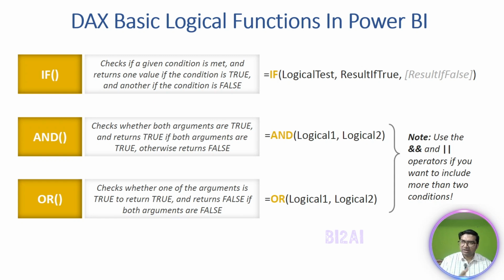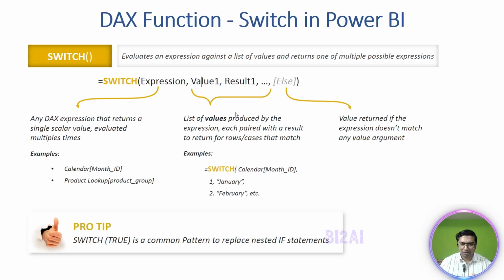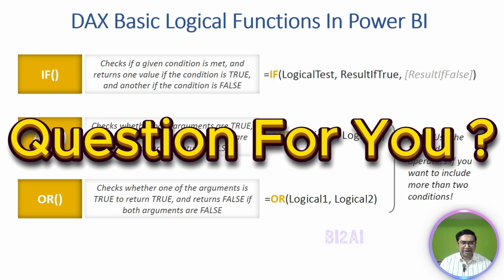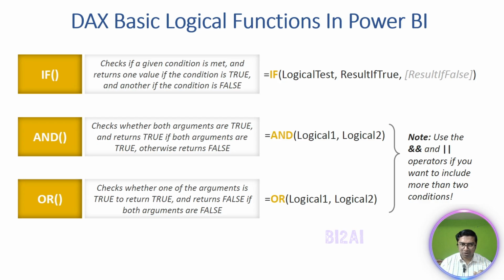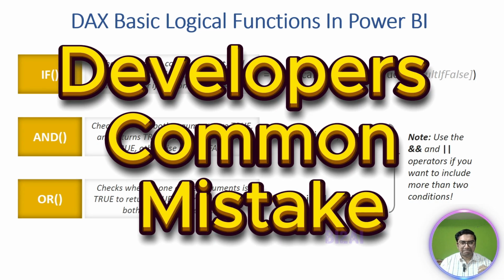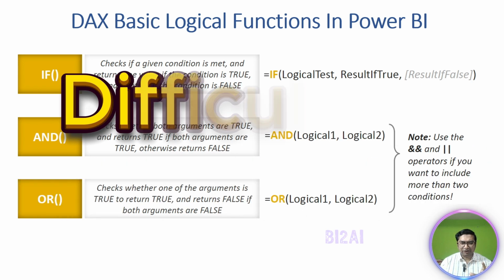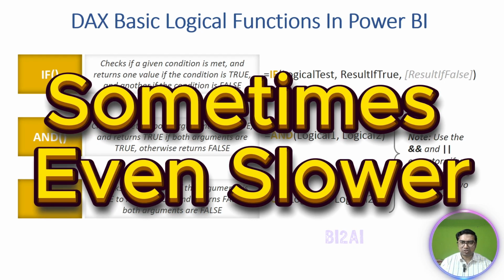Hi guys, let's try to understand today's topic: logical functions and the SWITCH function in Power BI. Before starting, I have a question for you. Are you still writing long and confusing nested IF formulas to handle difficult conditions in your Power BI report? Many developers create messy staircase logic with multiple IF statements, which makes the code hard to read, difficult to maintain, and sometimes even slower when the dataset grows.